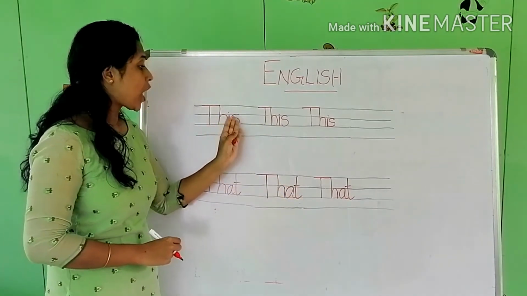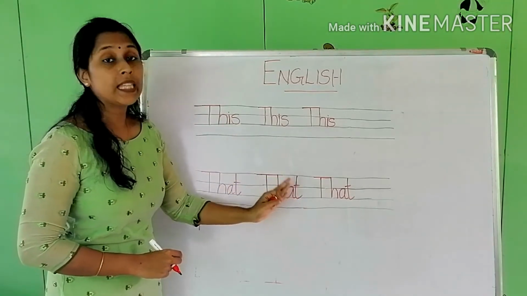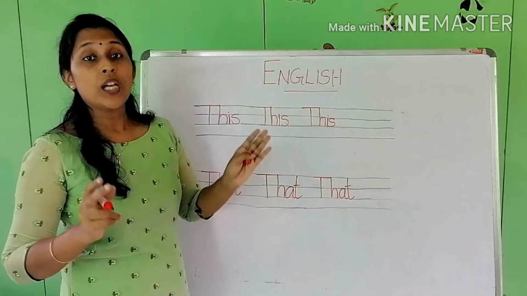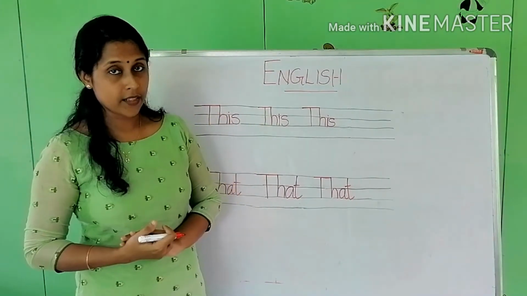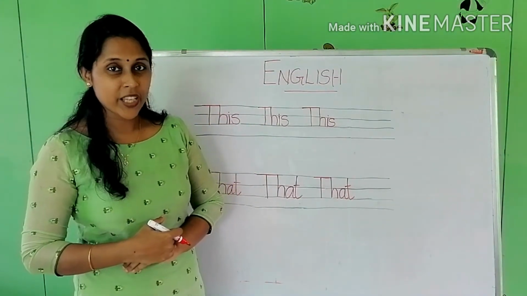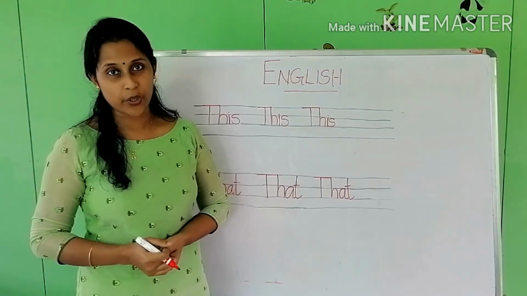T-H-I-S, this. T-H-A-T, that. So you have to learn the spellings of these two words, this and that, today itself. Then only we can do the activities that are given in our textbook.